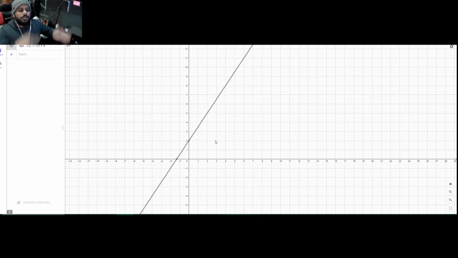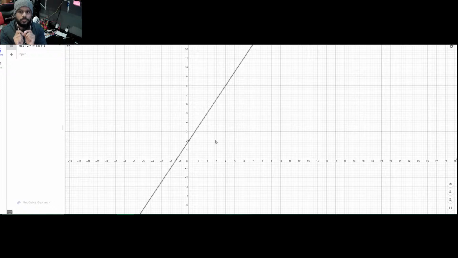This line separates the graph into two parts, above and below. I want to know which part is 2y less than. I'm looking at less than. Test a point. The easiest point to test for every single one is 0, 0, unless the line passes through the point 0, 0. But the concept is the same. At the point 0, 0, my x coordinate is 0 and my y coordinate is also 0.